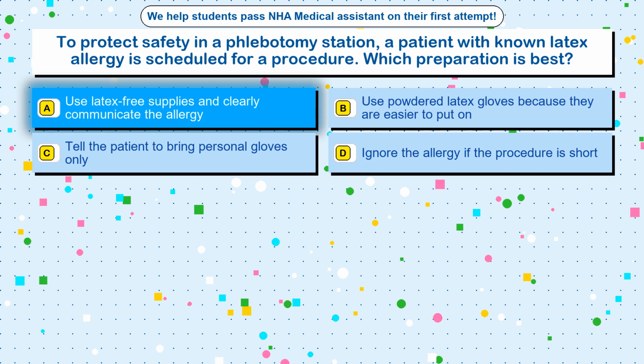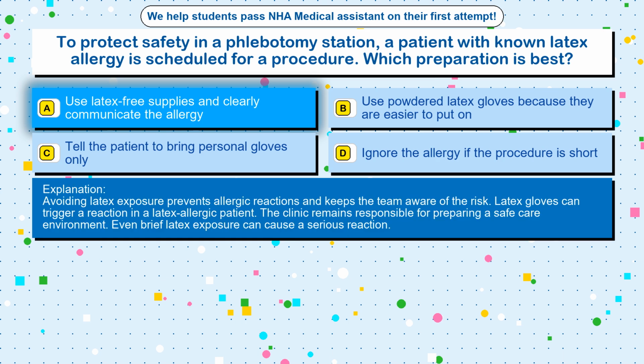The correct answer is option A, use latex-free supplies and clearly communicate the allergy. Avoiding latex exposure prevents allergic reactions and keeps the team aware of the risk. Latex gloves can trigger a reaction in a latex allergic patient. The clinic remains responsible for preparing a safe care environment. Even brief latex exposure can cause a serious reaction.